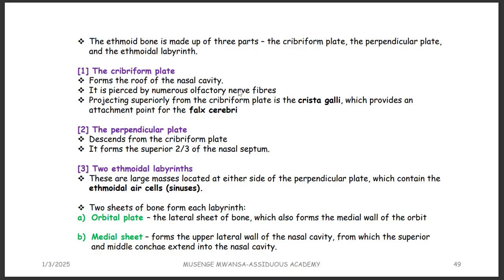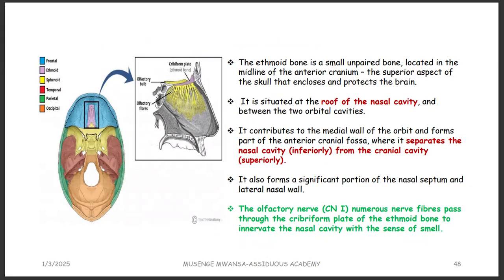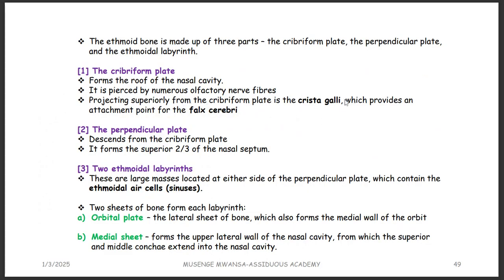Projecting on top of the cribriform plate is what we now call the crista galli. Okay, crista galli. On top here, somewhere in front, that's where we're going to find the crista galli. The crista galli is going to be one attachment for the falx cerebri.